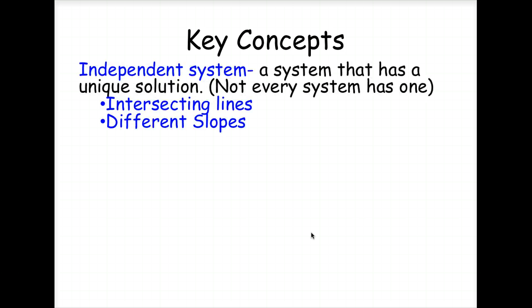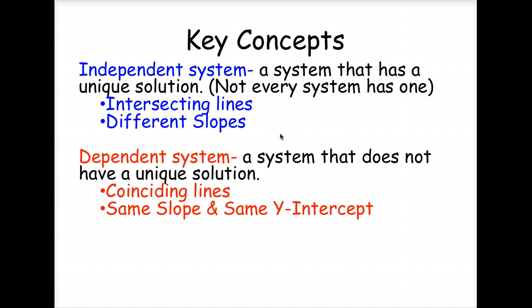Okay, other key concepts. An independent system is a system that has one unique solution. Now, not every system of equations has a solution, but they will have intersecting lines, and they will intersect in exactly one place, and their slopes will be different. So that's how you can recognize it algebraically. A dependent system is a system that does not have a unique solution. So in other words, when you graph the two equations, they're going to be the exact same line. So it's the same slope, same y-intercept, everything's identical.